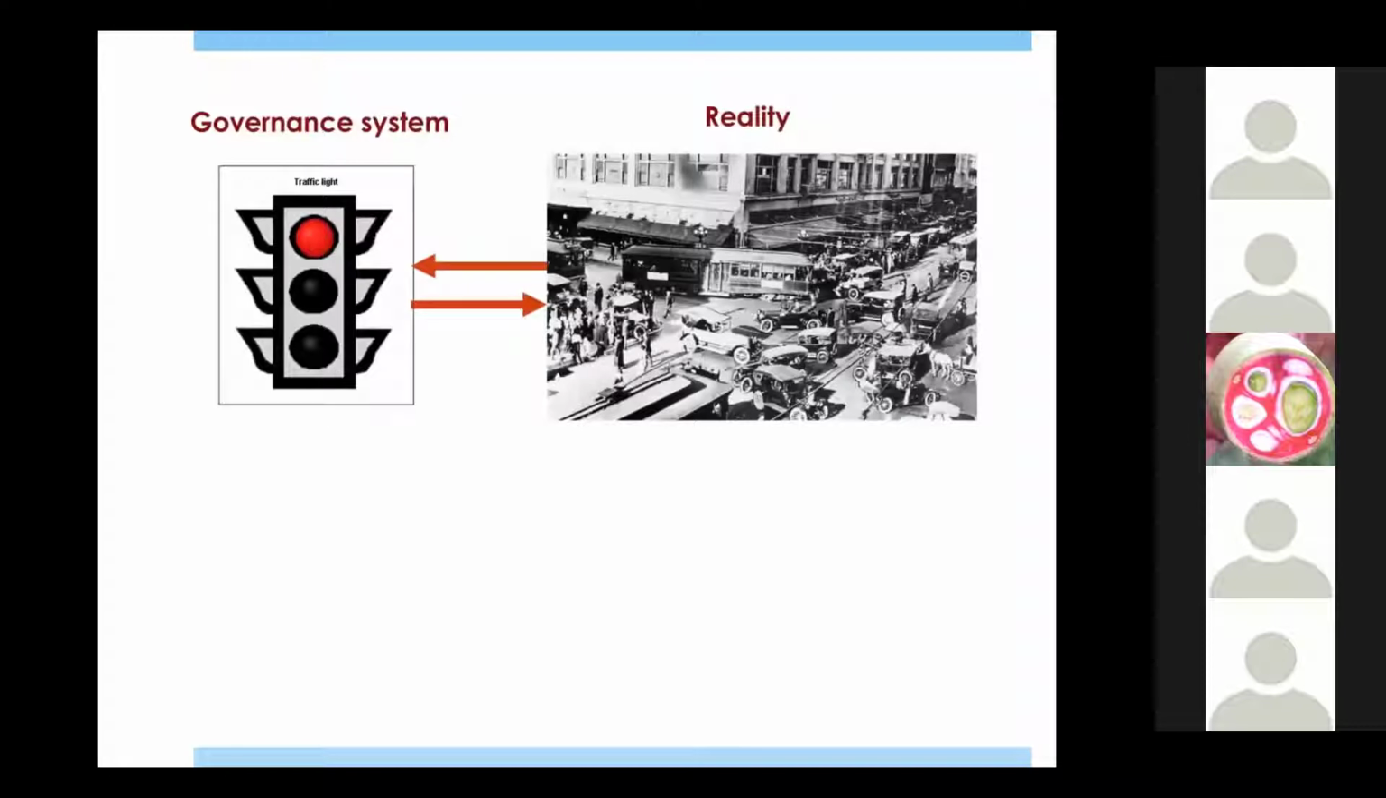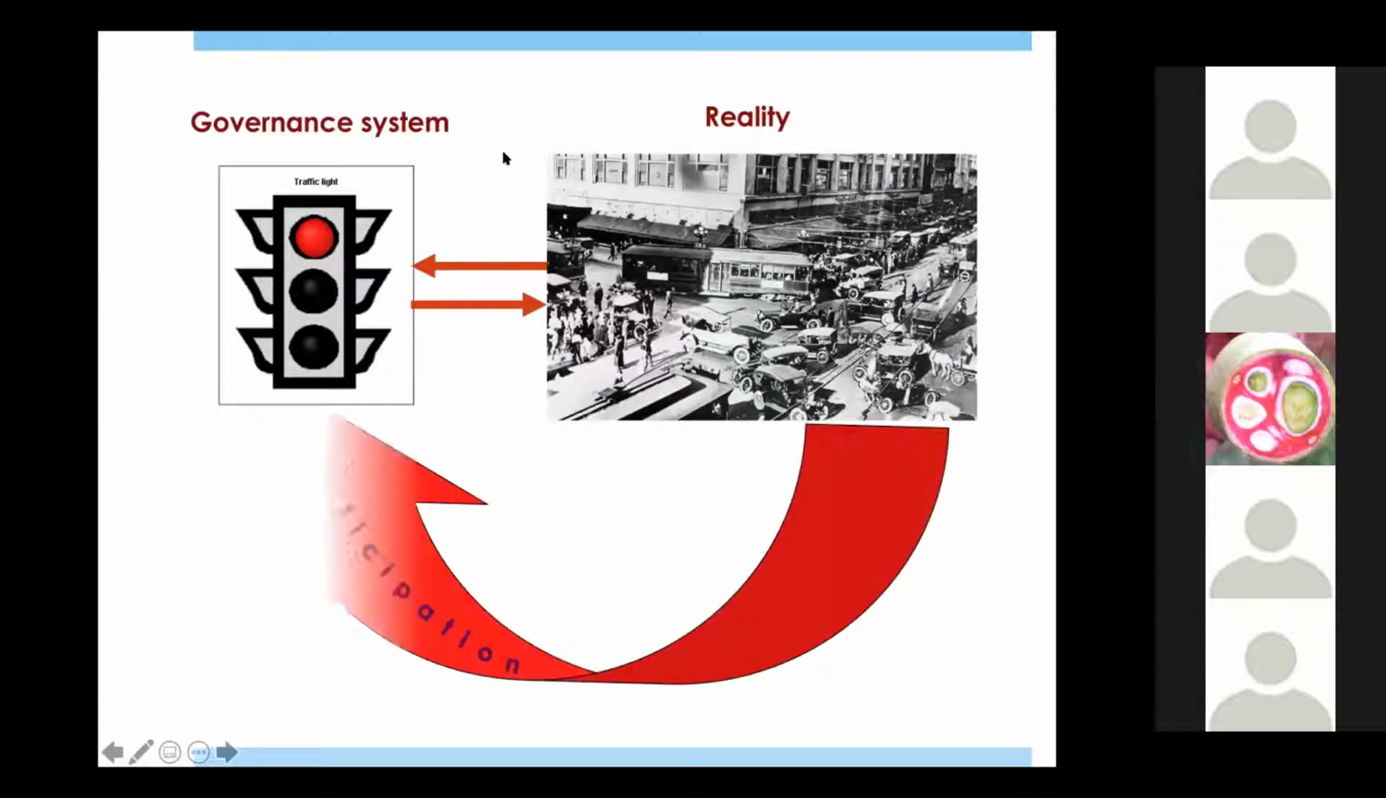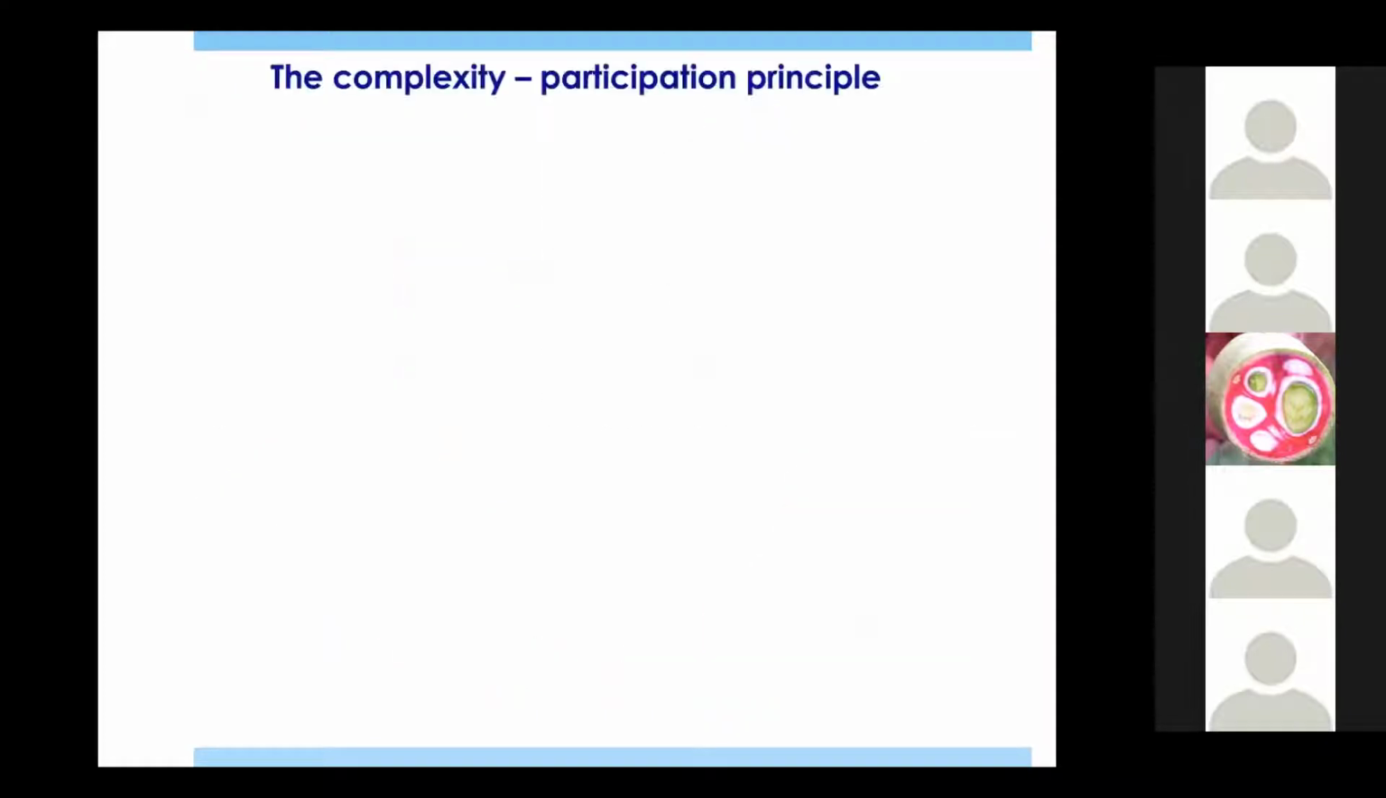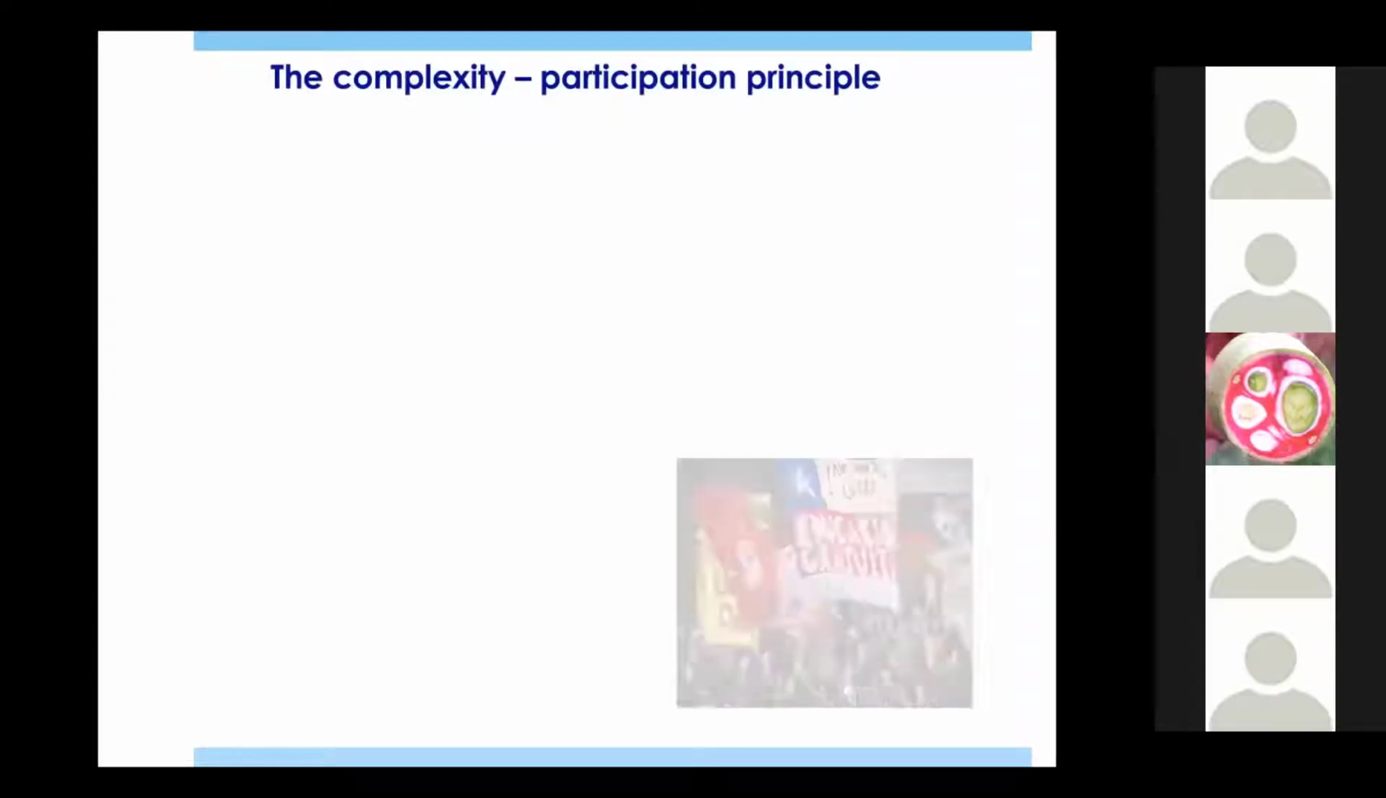We have here a governance system, and we have reality. What we do is take variety from reality through participation, and through this we build a governance system. This is the central idea, which I show in more detail now: the complexity participation principle.